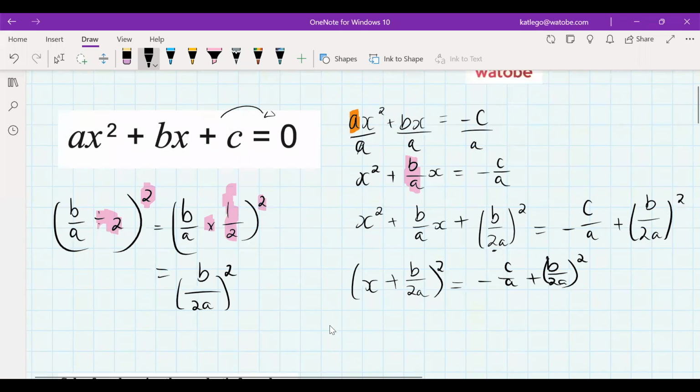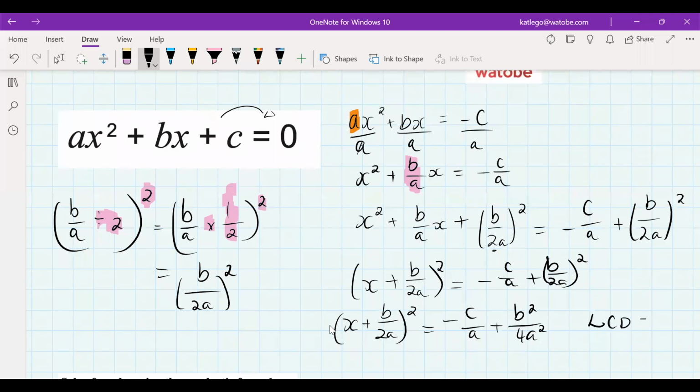And then you're gonna have x plus b over 2a squared equals negative c over a plus b squared over 4a squared. I just distributed this square to everyone: b times b squared, then 2 squared is 4, and a squared. So what's the LCD on the right? Quickly. What's the LCD on the right?